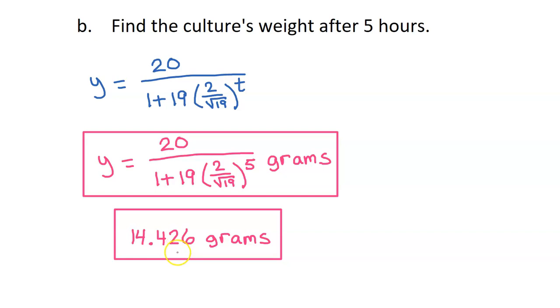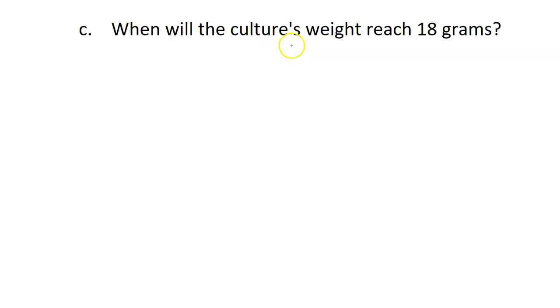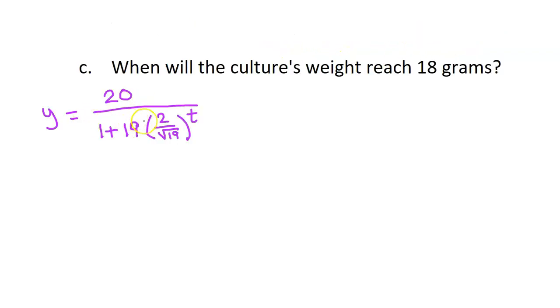This is the weight of the culture after 5 hours. Part C. When will the culture's weight reach 18 grams? The equation we found in Part A gives the weight of the culture at time t, so we need to set this expression equal to 18 and solve for t.